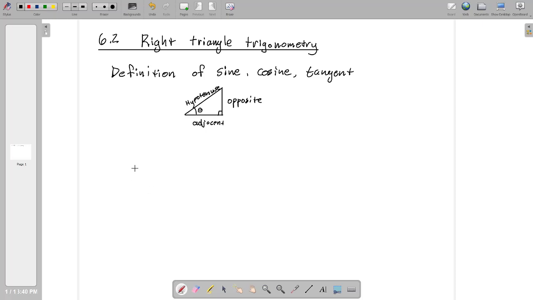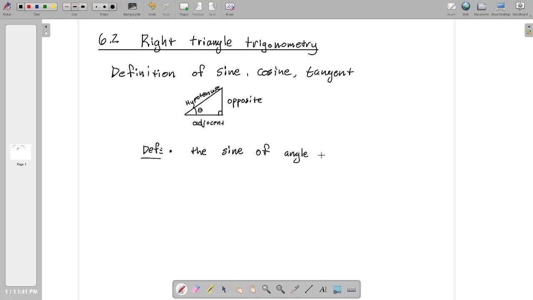Right, now we're ready to define sine, cosine, and tangent. These are going to be ratios of each of these sides with respect to this angle. I want you to also think for a second, if I labeled this angle theta instead, then the opposite side would not be this side, it would be this side. And this would be the adjacent side. But because this is the angle that I labeled theta, this is the opposite side because it's across from theta, and this is the adjacent side because it's next to theta.